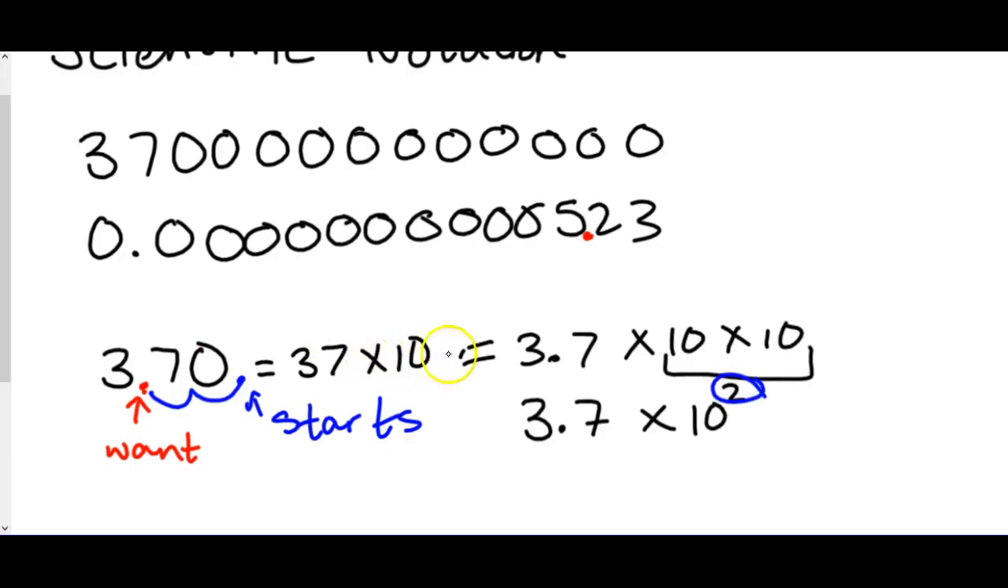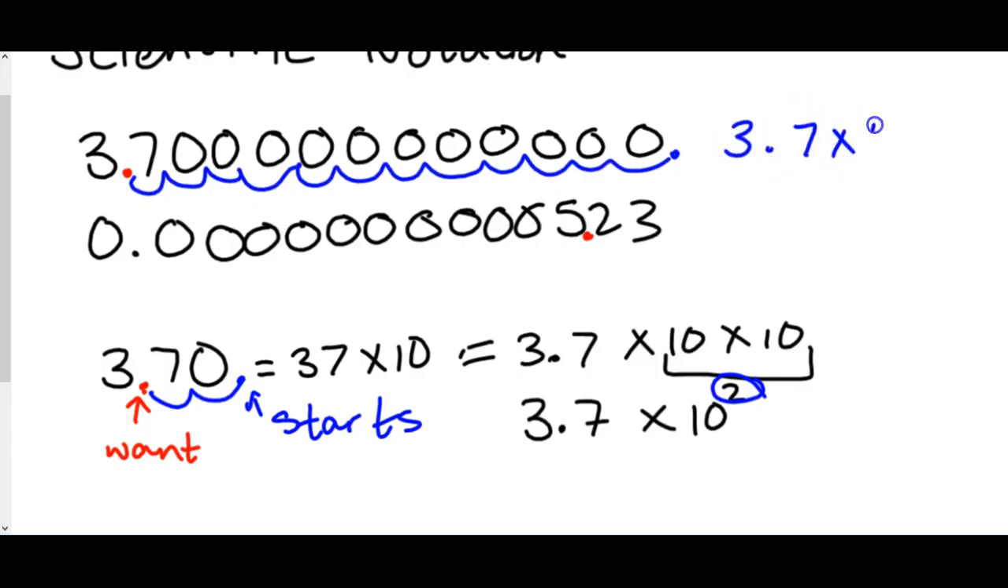Because we don't want to have to split it up this long way every time. We want a quick, easy way to just count. So with this long number, we want the decimal here. But it starts at the end right now, so we count over 1, 2, 3, 4, 5, 6, 7, 8, 9, 10, 11, 12 spaces. So this is 3.7 times 10 to the 12th.